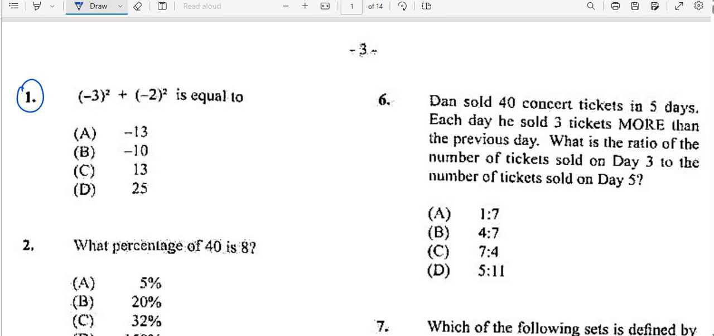Question 1, negative 3 squared plus negative 2 squared. So it's actually saying here negative 3 times negative 3, which would be positive 9 because negative times negative is positive. And negative 2 times negative 2 is again positive, and 2 times 2 is 4. So that's 9 plus 4, which is 13.